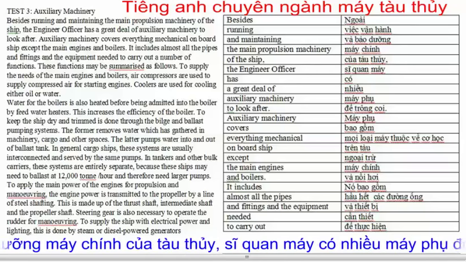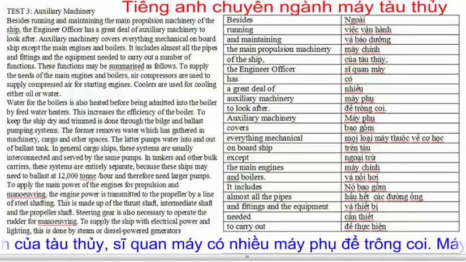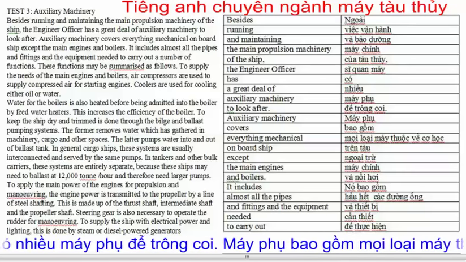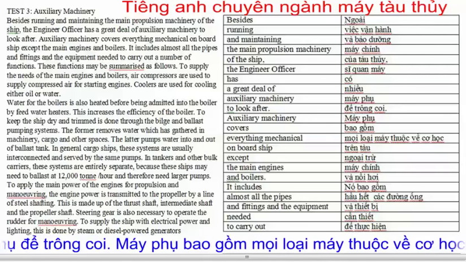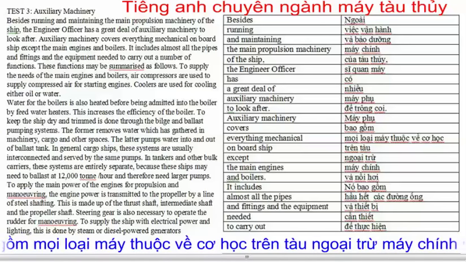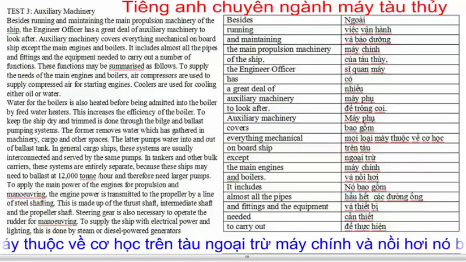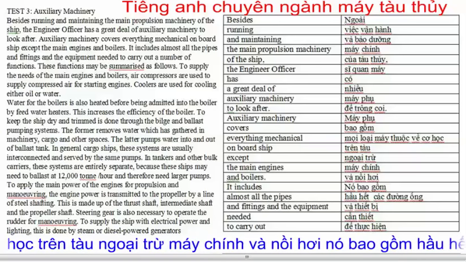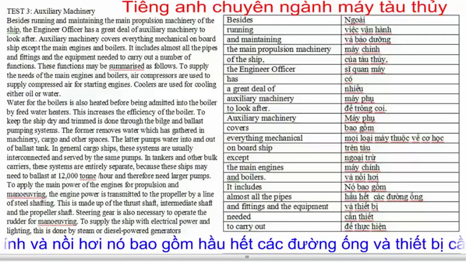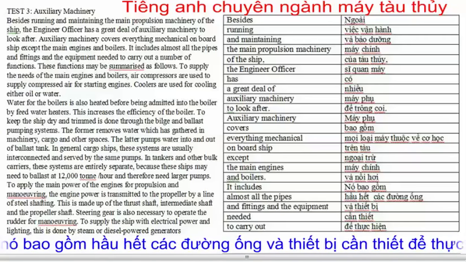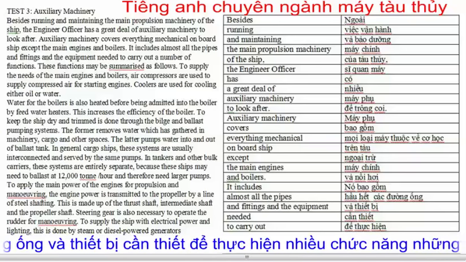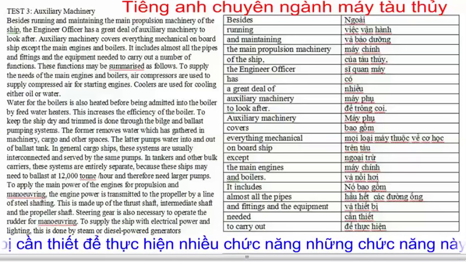Besides running and maintaining the main propulsion machinery of the ship, the engineer officer has a great deal of auxiliary machinery to look after. Auxiliary machinery covers everything mechanical on board ship, except the main engines and boilers.